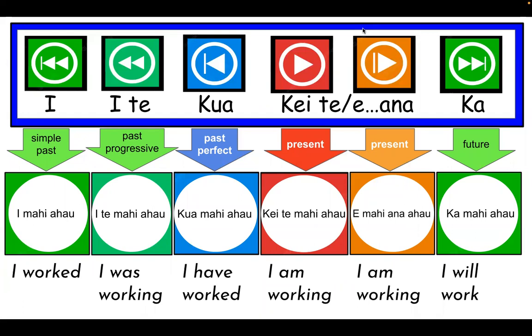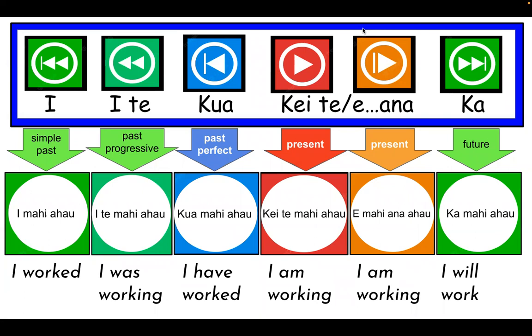I te is known as the past progressive tense. It's still in the past tense, but we can say it was happening rather than it happened. In English, these action words also often end in ing. I te mahi aho translates to I was working.